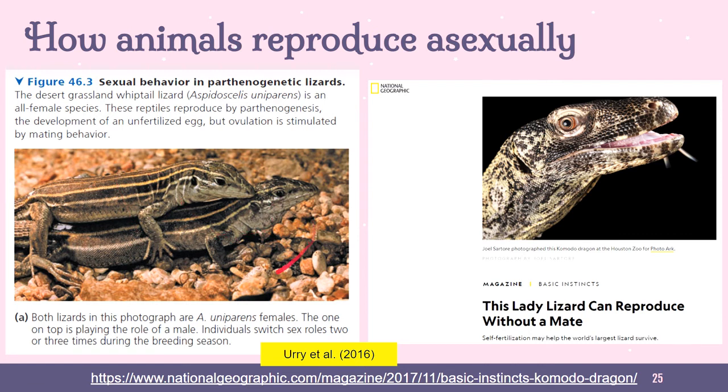So possibly the next mating event, this organism is the one who will act as the male, just so the other lizard's egg cells will be stimulated. Okay. Now here, you can actually read this article from National Geographic. This lady lizard can reproduce without a mate. Okay. And it's mostly about the Komodo dragon, my favorite reptile. So I provided the link to this article in the description below.